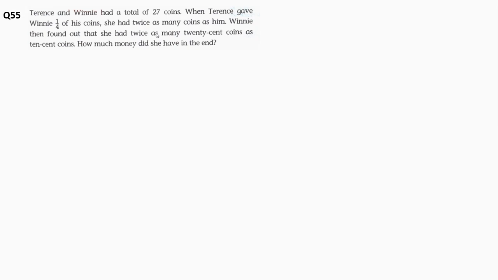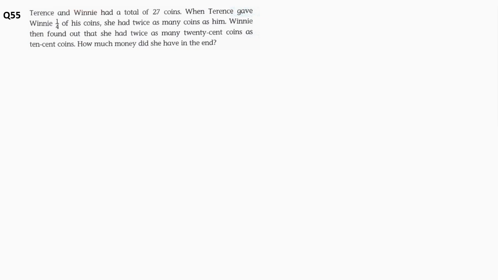Terence and Winnie had a total of 27 coins. When Terence gave Winnie a quarter of his coins, she had twice as many coins as him. Winnie then found out that she had twice as many 20-cent coins as 10-cent coins, and were asked how much money did she have in the end.